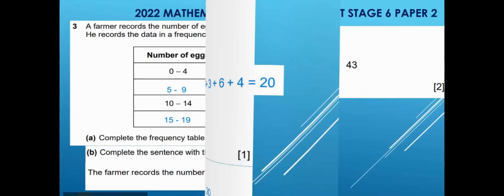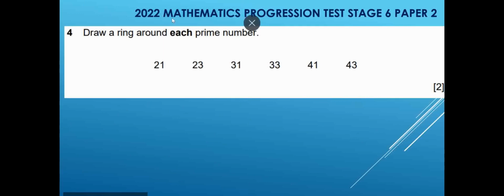Next, number 4. Draw a ring around each prime number. 10 seconds. 10, 9, 8, 7, 6, 5, 4, 3, 2, 1, 0. As we know, a prime number is a number that can only be divided by 1 and the number itself. So we have to draw a ring around each prime number.